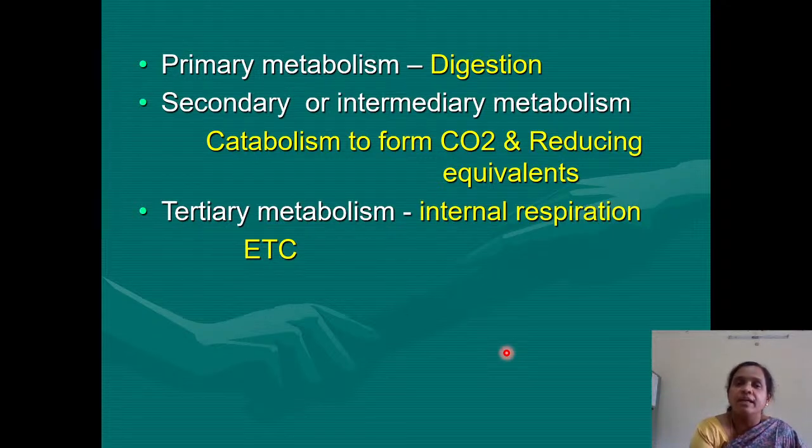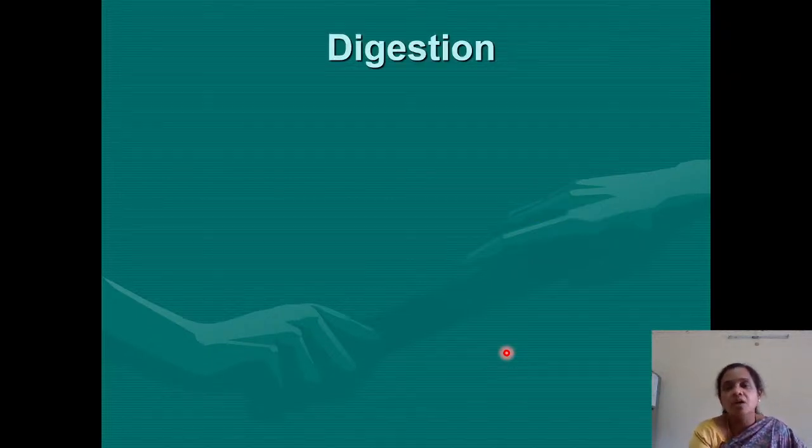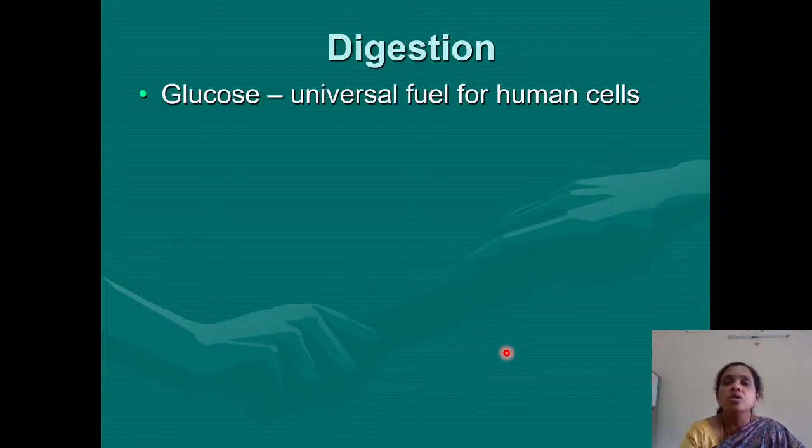Tertiary metabolism we have already done. Primary metabolism independently, when we talk about carbohydrate, we learn the digestion of carbohydrate, with lipids, digestion of lipids, and with proteins, digestion of proteins. Now, to start with, we are starting with the primary metabolism, that is digestion. Now this is the metabolism of carbohydrate. So we'll be looking at the digestion of carbohydrates. Glucose is the universal fuel of the human body. Any cell, if it has to work, it has to have glucose, that is why we call it the universal fuel.